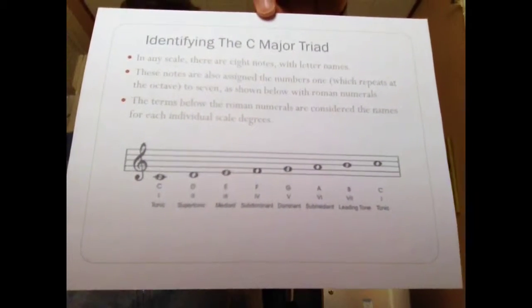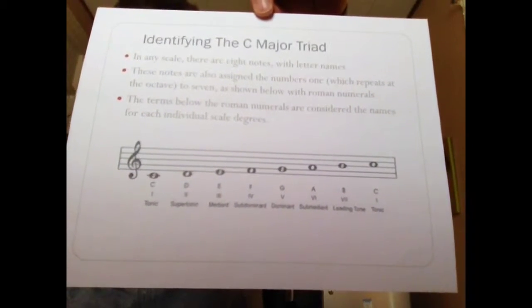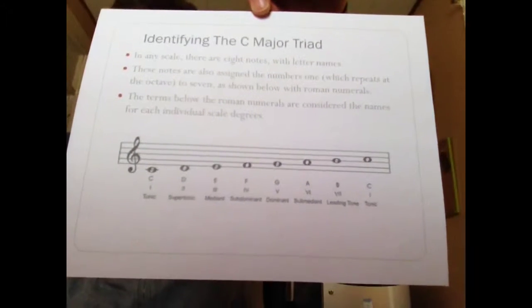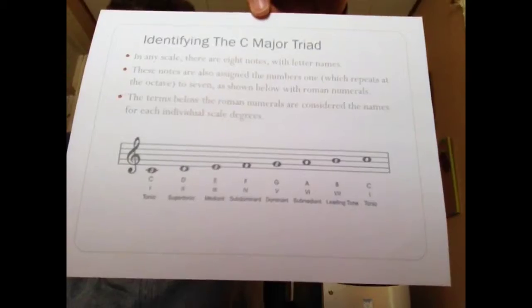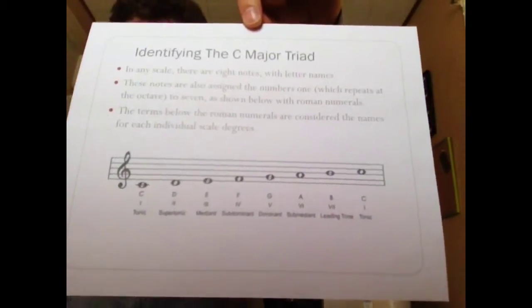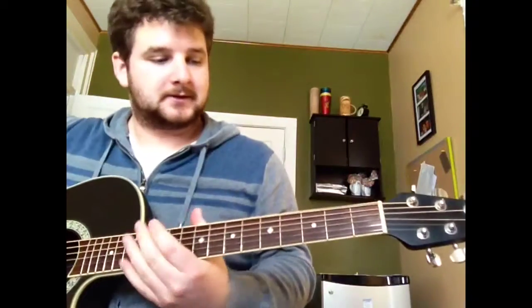In the next slide we have our C major scale from root to octave. C, D, E, F, G, A, B, C, 1, 2, 3, 4, 5, 6, 7, 1. Tonic, supertonic, mediant, subdominant, dominant, submediant, leading tone, and tonic again. In open position on the guitar, we know that scale sounds like this.